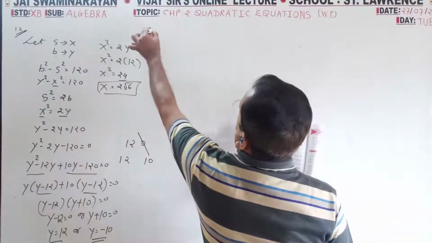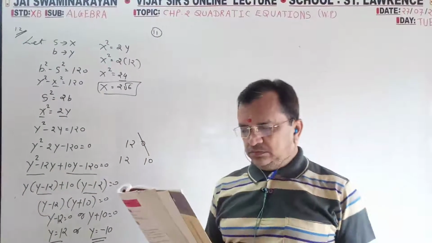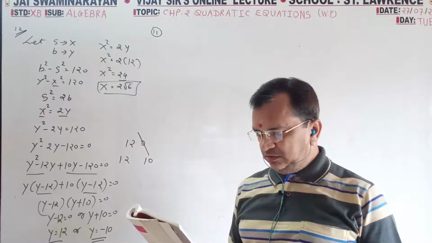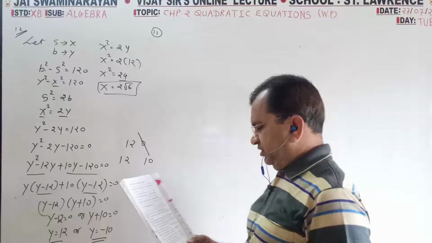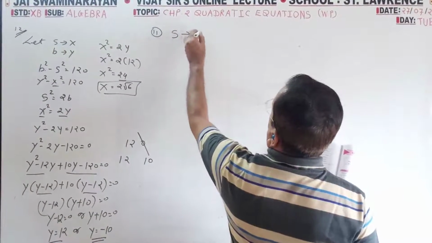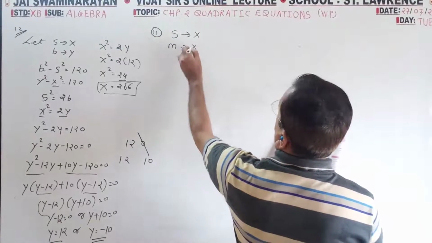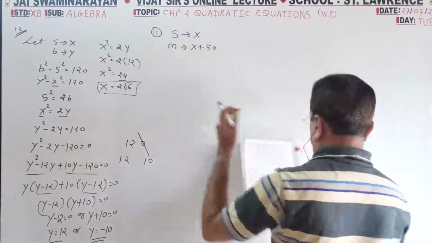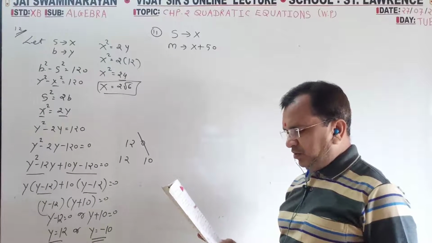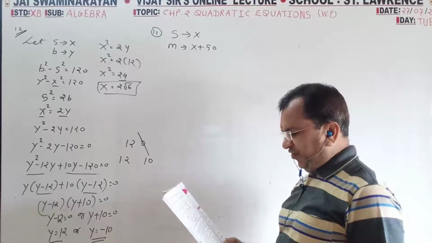Question eleven also remains. Mukund has 50 rupees more than Sagar. Suppose Sagar has x, Mukund has 50 more. The product of the amounts is 15,000.